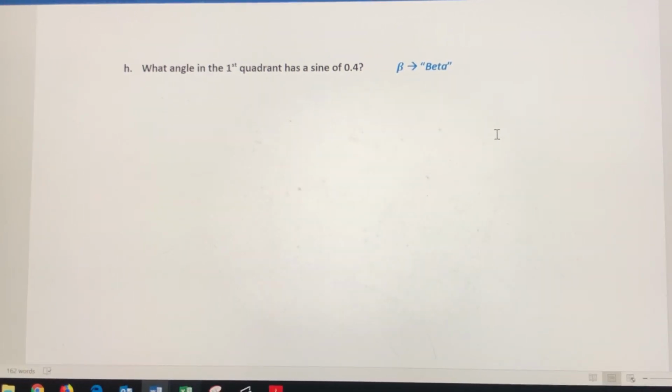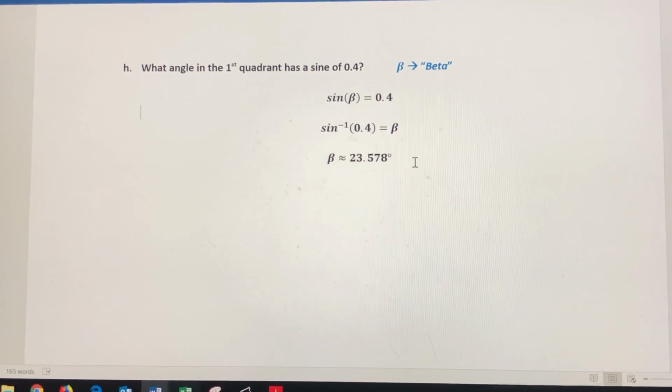So let's write our equation. The sine of beta is equal to 0.4. I'm solving for the unknown here, which is beta in this case. So I've got to use an inverse trig function to find that angle measure. In decimal form, my angle is going to be approximately 23.578 degrees.